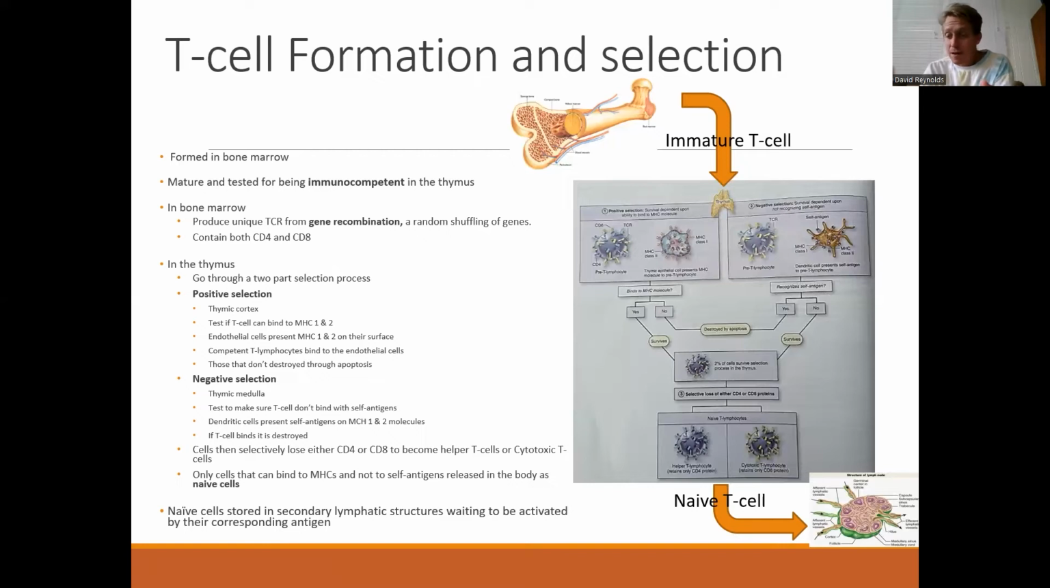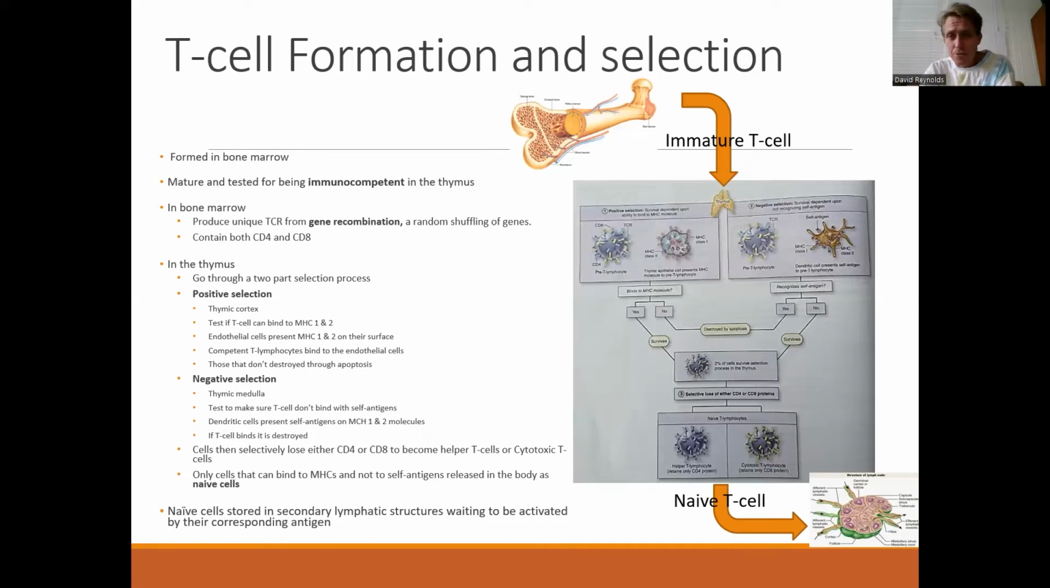Now, I get this a lot with students. They always ask me, how do your T cells learn the antigen that they attack? Like whenever you're infected with a foreign body, how do your T cells learn to attack that one antigen? And the truth is they don't. That is not how this works at all, actually.